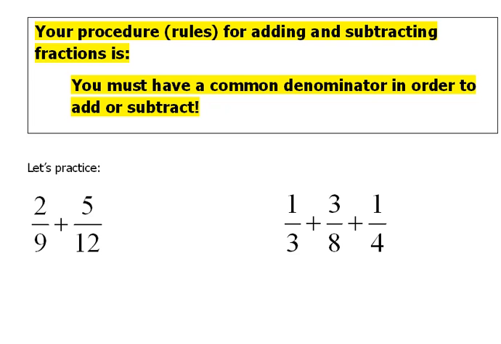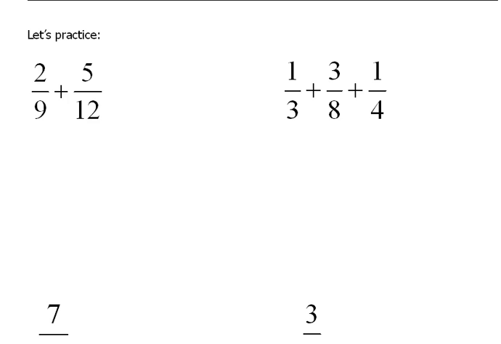Okay, so now we need to focus in on our rule. Our rule or our procedure for adding and subtracting fractions is this. You must have a common denominator in order to be able to add or subtract. So if this is what we have to have, then we need to find it sometimes. So let's go through some examples here.